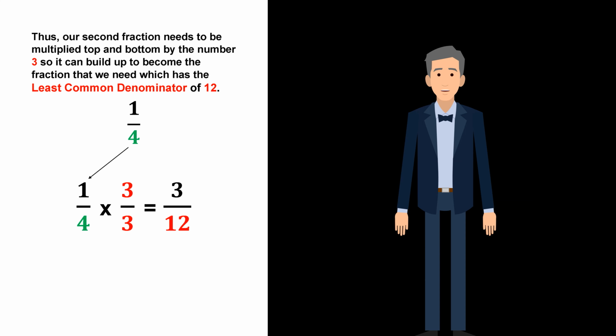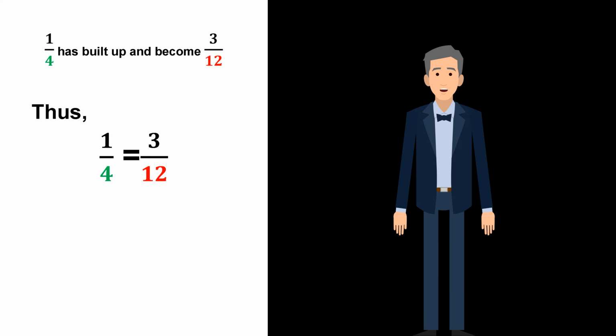Thus, our second fraction needs to be multiplied top and bottom by the number 3, so it can build up to become the fraction that we need, which has the least common denominator of 12. 1/4 has built up and become 3/12. Thus, 1/4 equals 3/12.